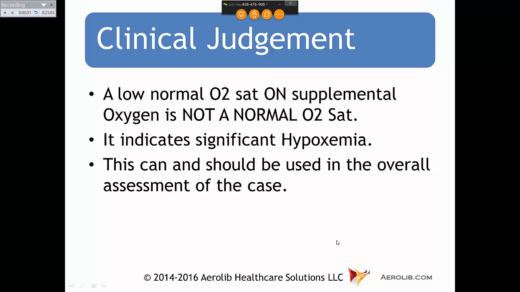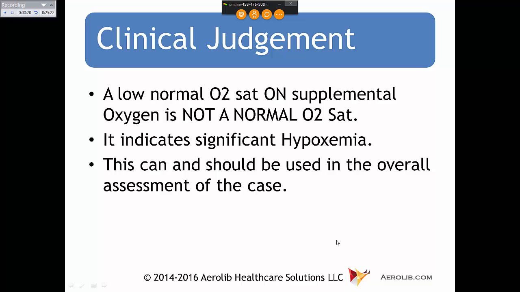So clinical judgment, this is where, when physicians are doing peer-to-peer, they don't look at InterQual or Milliman or stick to their criteria. What they talk about is how sick this patient is. So a low normal oxygen on supplemental oxygen is not a normal oxygen, which is what I was saying.